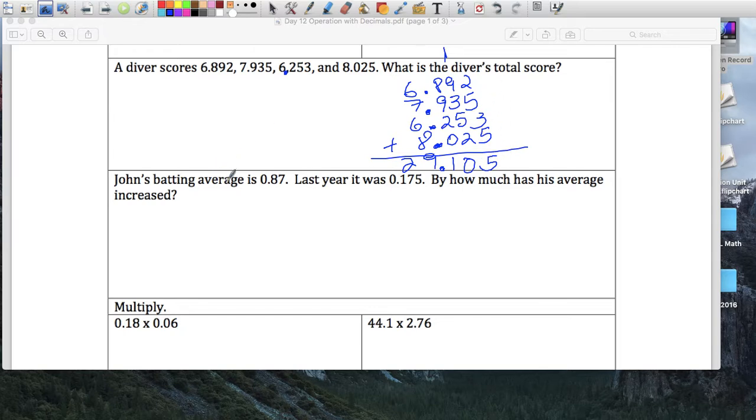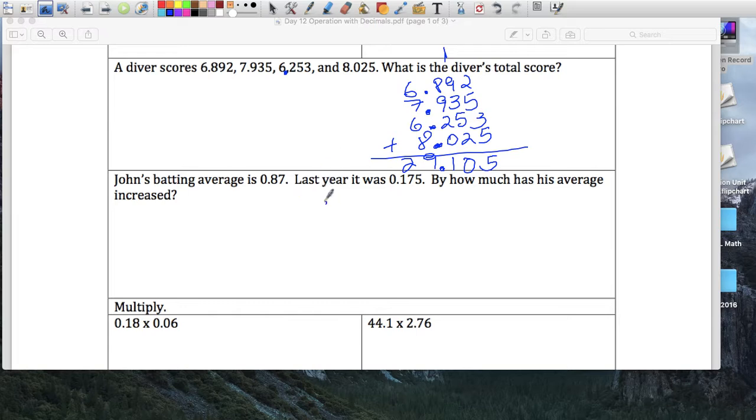Okay, John's batting average is 0.87. Wow, 0.87 is not that bad. Last year it was 0.187. By how much has his average increased? By a lot. So by how much? So obviously he went up. It went up from 0.175 to 0.87.